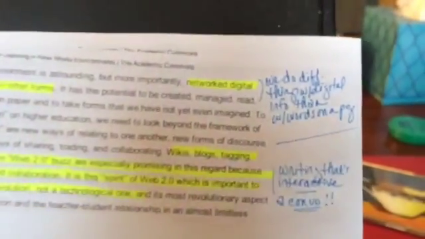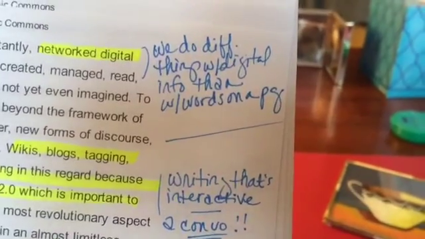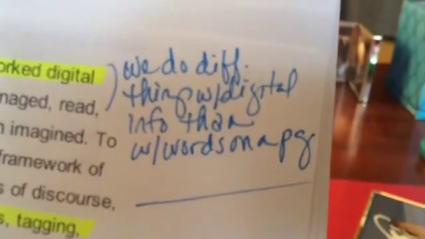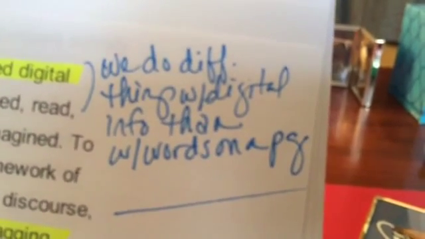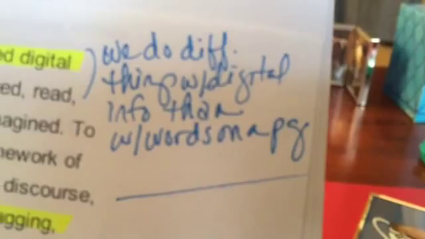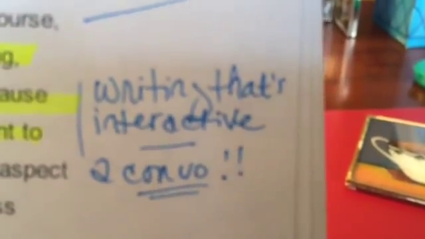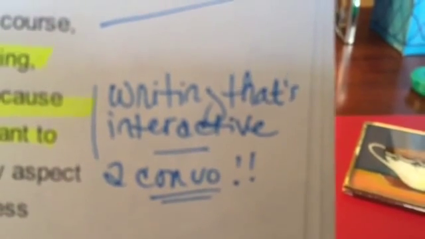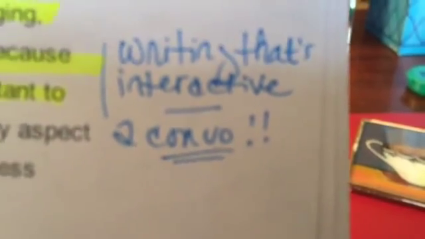On the second page, you can see that I've highlighted a good bit and annotated in several places. So again, I just wanted to give you a sense of what I do after I've highlighted. So in my own words, I've rephrased part of the article here. I wrote, we do different things with digital information than we do with words on a page. And then here, the writer talked about something that reinforces a belief that's important to me, which is writing that's interactive, a conversation. So I liked that.